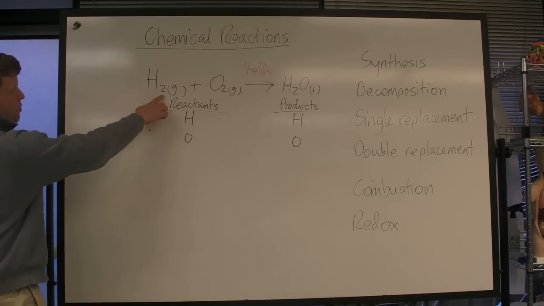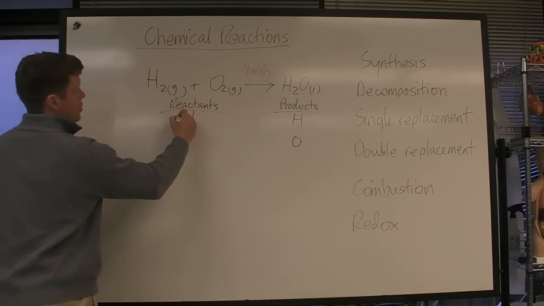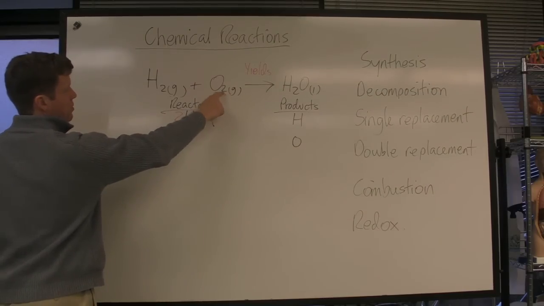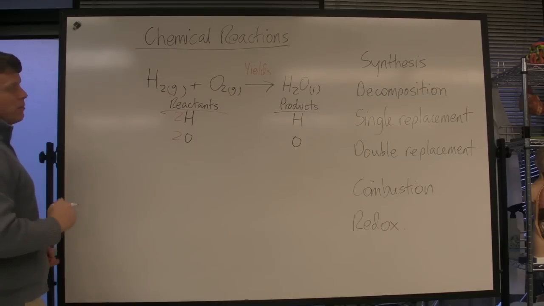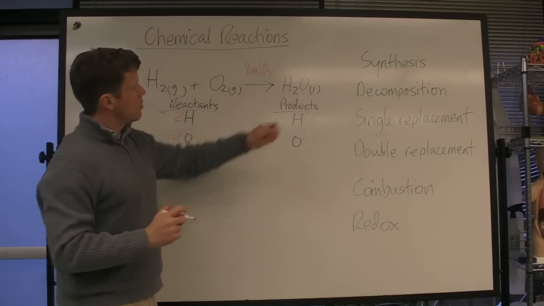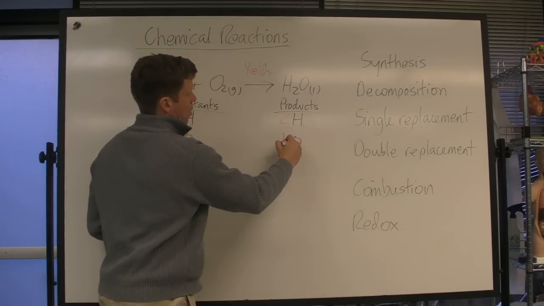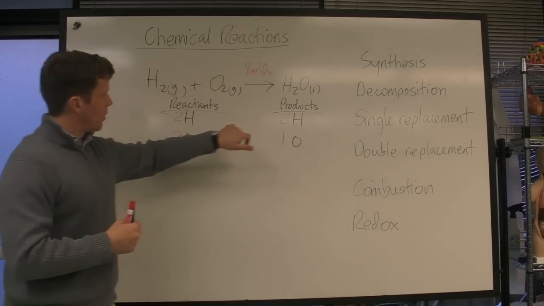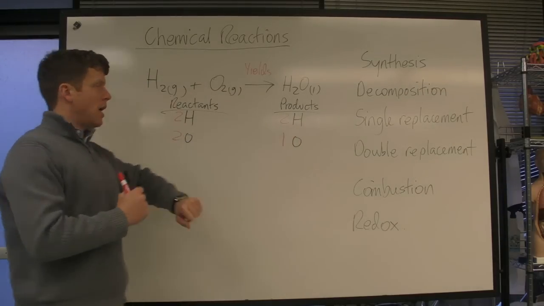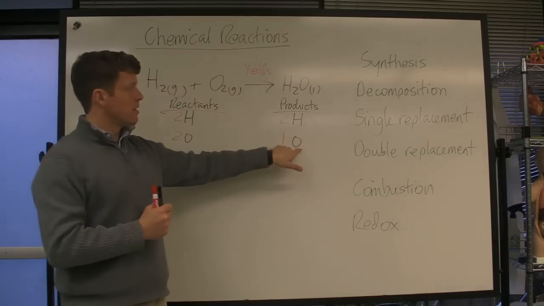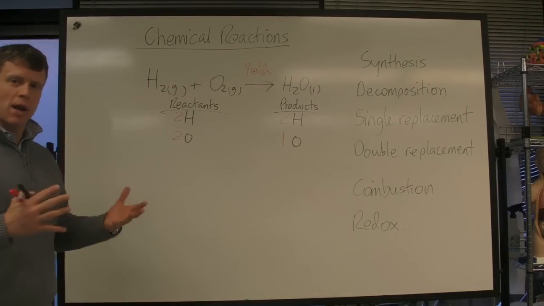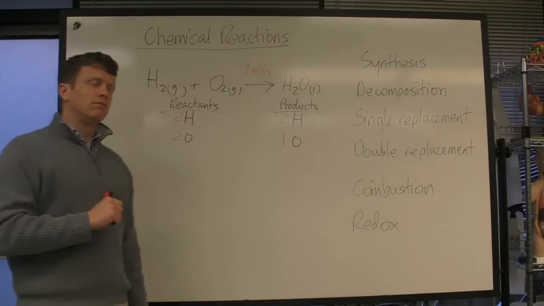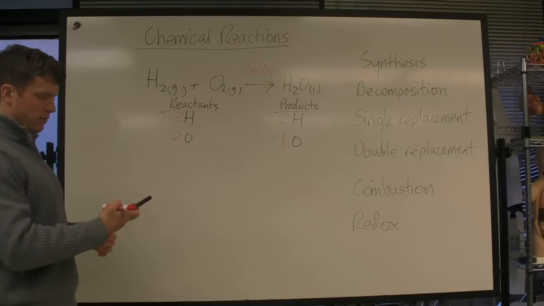So this 2 means I've got 2 of these bonded together, so that's a total of 2 hydrogens. I've got 2 oxygens here, same idea, 2 times this, or 2 bonded together. In H2O, I've got 2 hydrogens, and then 1 oxygen. So my number of hydrogens is equal on the reactant side and the product side, that's good. The oxygen, though, is not balanced, it's not equal, which can't happen, because I started with 2, so where did the other one go? Well, it went somewhere.